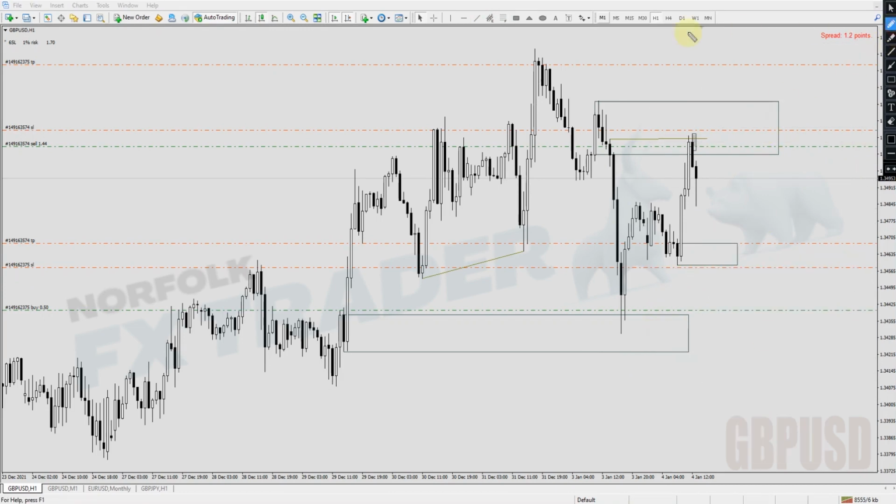Then my second target is just basically these previous highs. If I do see the market now rallying up to these previous highs, that's where my second profit target will be sitting on this buy trade.